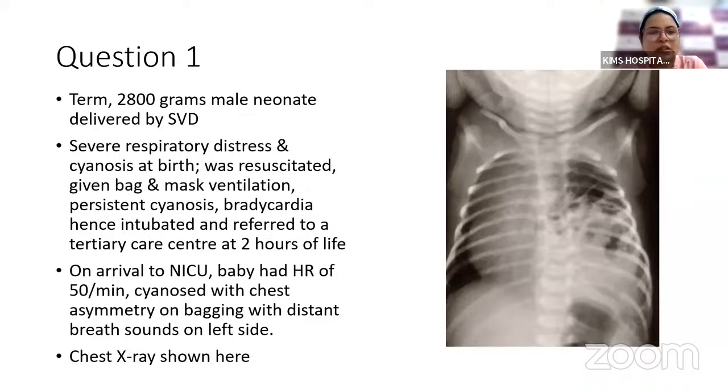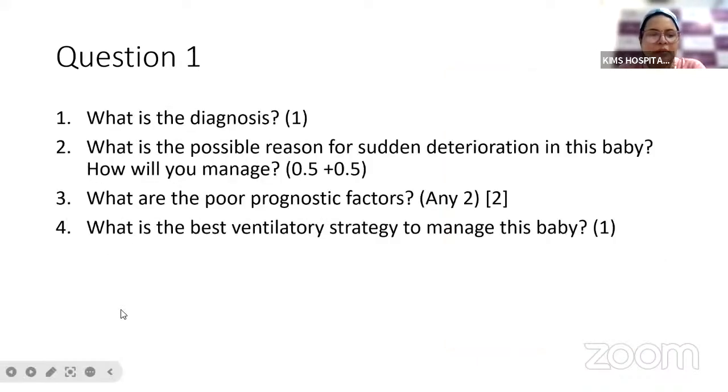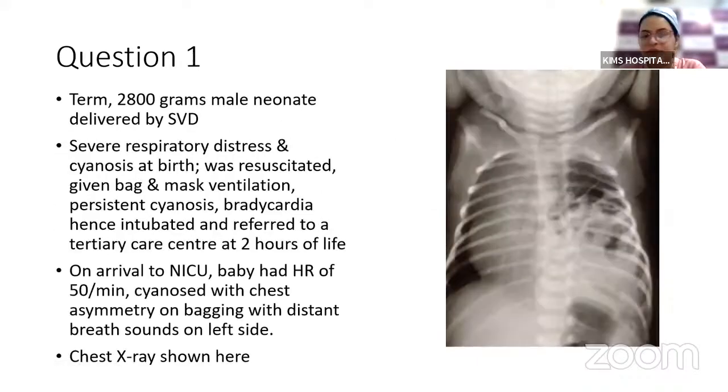Question 1. This is a term baby, 2,800 grams boy, who was delivered by a normal vaginal delivery. The baby developed severe respiratory distress and cyanosis at birth. The baby needed neonatal resuscitation in the form of bag and mask ventilation, persistent cyanosis, as well as bradycardia. The baby was intubated and referred to a tertiary care center at 2 hours of life. On arrival, the baby had a heart rate of 50 per minute, which means it was bradycardia. The baby had cyanosis with chest asymmetry on bagging with faintly heard breath sounds on the left side.